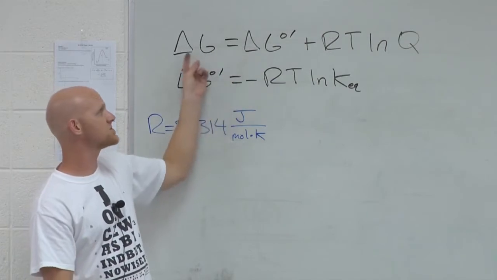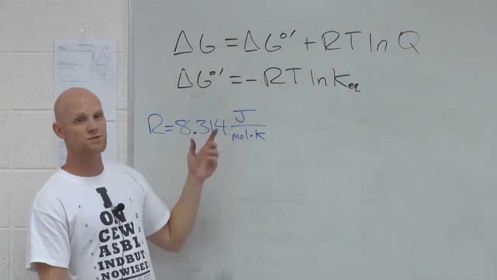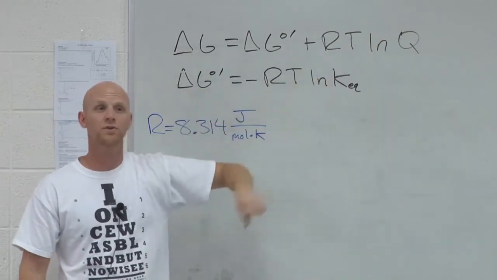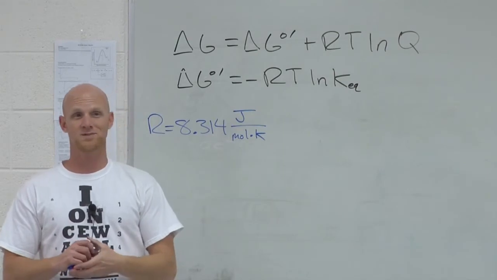Either the delta G's need to show up in joules, that way R, being in joules, is okay, or convert R to kilojoules by dividing by 1,000, that way everything's in kilojoules. But either way, the units have to match all the way across, or you're going to be adding apples and oranges, and that doesn't work.